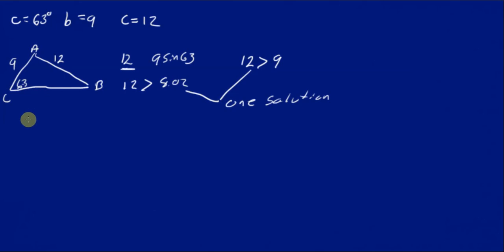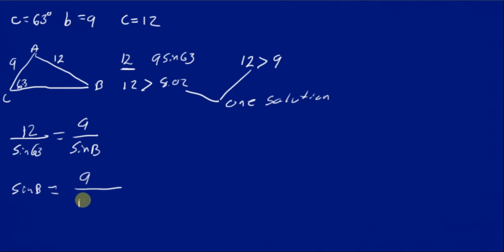Well, it's a pretty easy problem now that we know we have one solution. All we're going to do is set it up. So I am given the side 12 here and the angle opposite that 63. So 12 is to the sine of 63 as 9 is to the sine opposite there. So it's going to be the sine of B. And if I solve that for sine of B, that would be over here. So I would have to now take the 9 and divide it by 12 and multiply it by the sine of 63. And I do the inverse sine of both sides. That's going to give me 42.